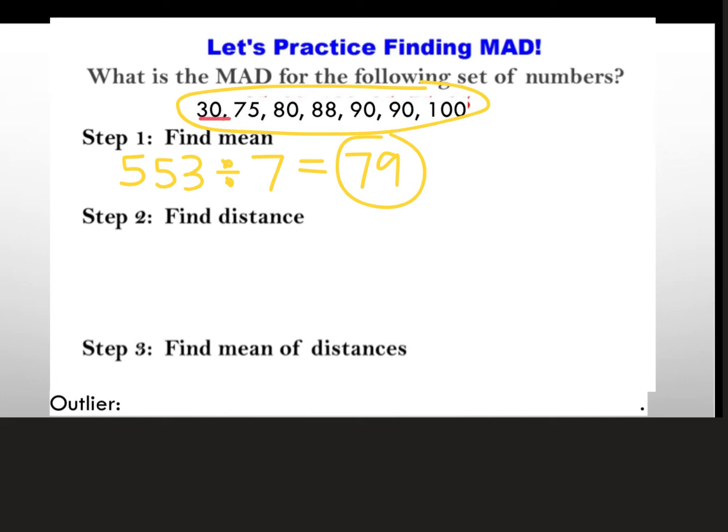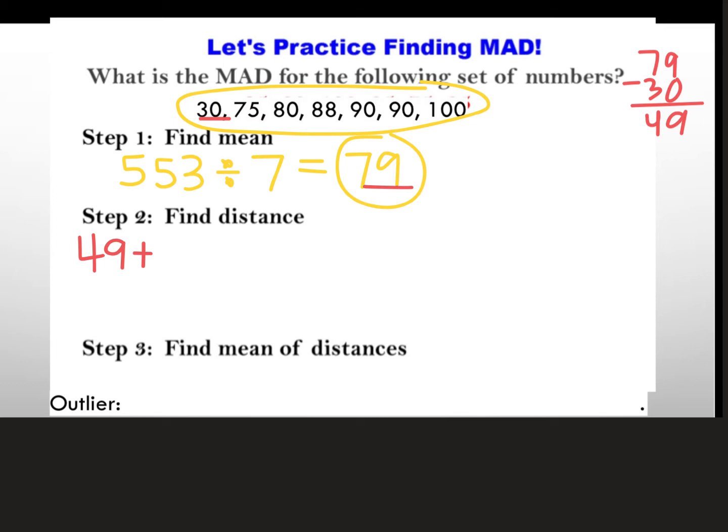I have the number 30 and I have 79. Well, on a number line, 30 is 49 units away from 79. If you don't know that off the top of your head, remember you can always do that subtraction problem quickly off to the side, and it should always give you a positive number. If it doesn't, you should do absolute value.